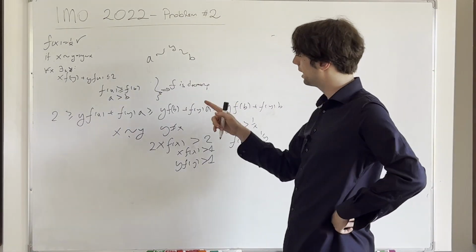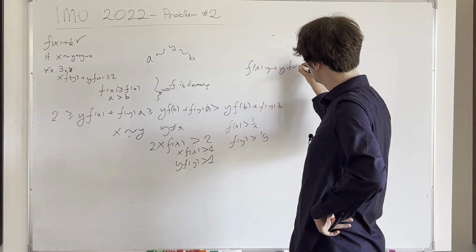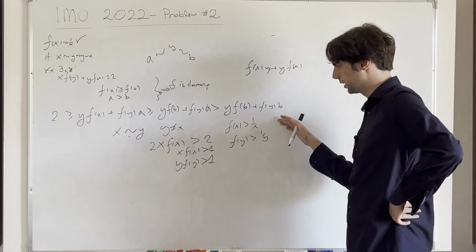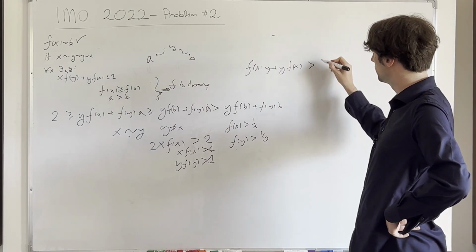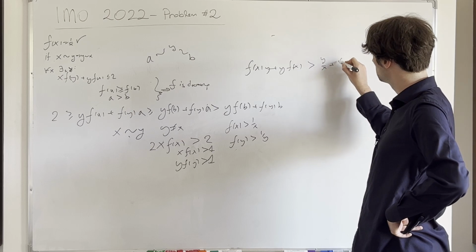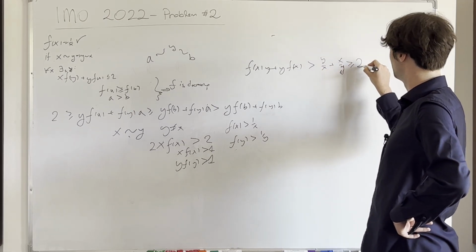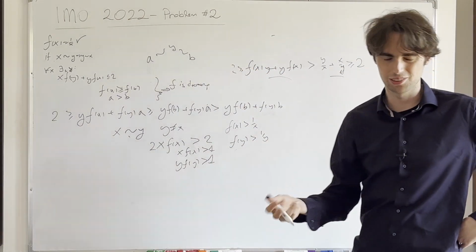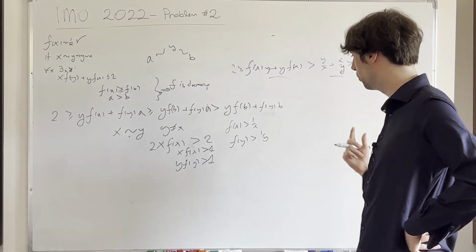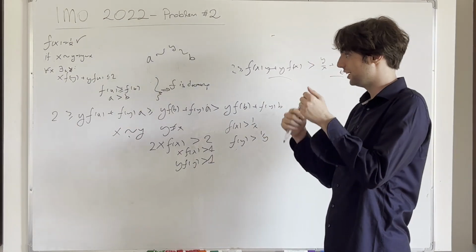And now what do we have? We have f(x) times y plus y times f(x). Well, let's see if we can get a contradiction using this. Well, we have that this is greater than y over x plus x over y. Okay. And this is now greater than or equal to 2 by AM-GM. A contradiction: 2 is strictly greater than 2. We get a contradiction. So what does this mean? It means that every x is paired with itself.